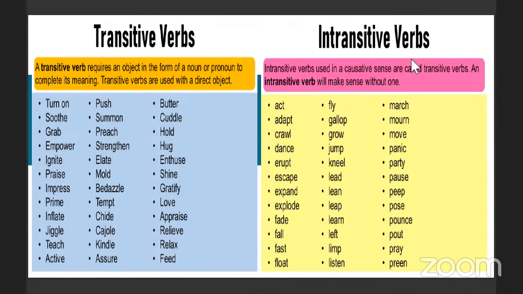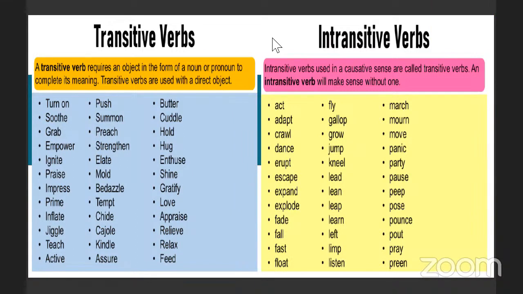Sorry, the ones on the right are transitive verbs. Yeah, the other column. Transitive verbs. Yeah. Push. Muy bien. What is the meaning of push?